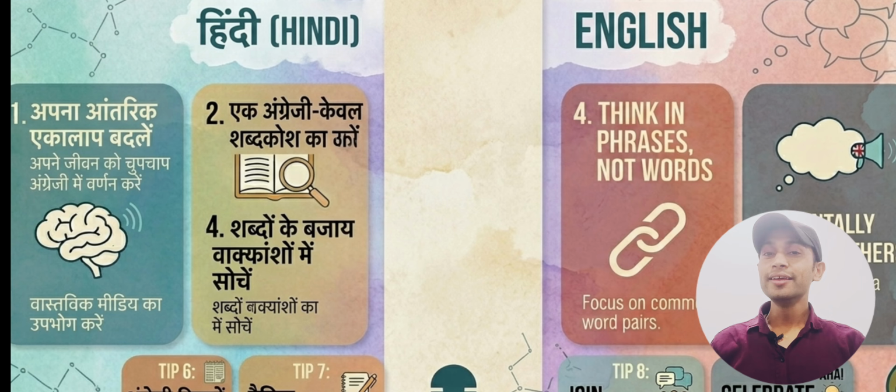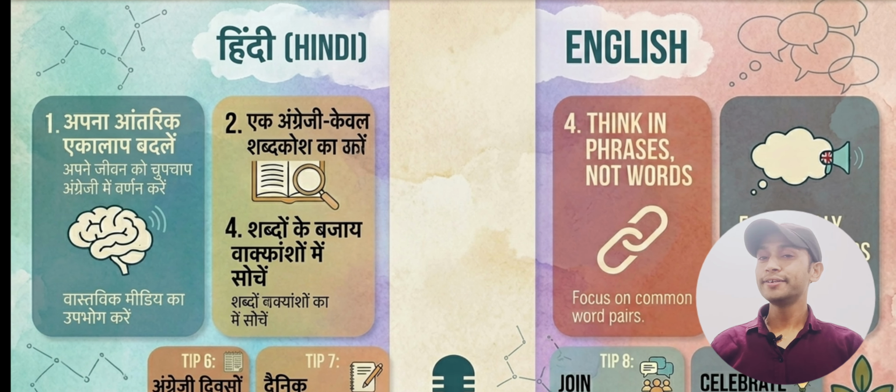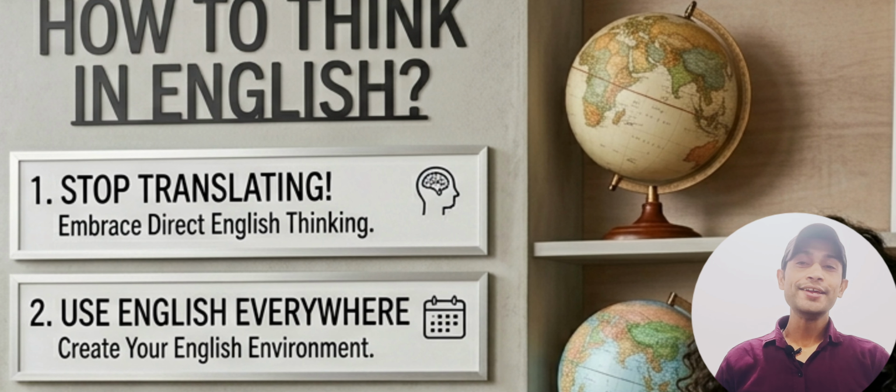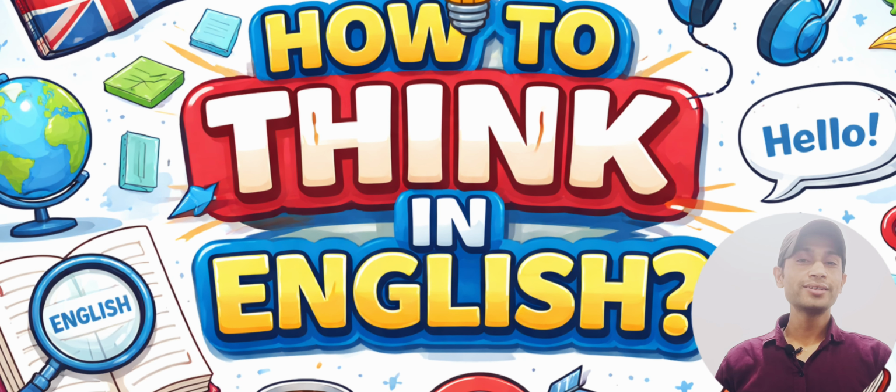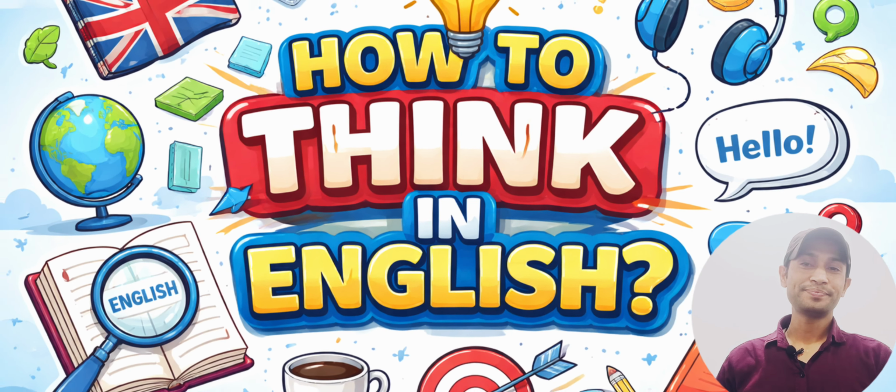The reason might surprise you. It's not vocabulary, it's not grammar. The real problem is this: most learners keep translating in their head. They think in Hindi first, then they translate it into English, and then they speak, and this habit makes speaking slow, stressful, and difficult. But here's the good news: if you learn how to think directly in English, speaking becomes much easier and much faster.